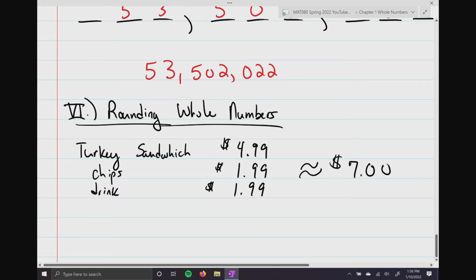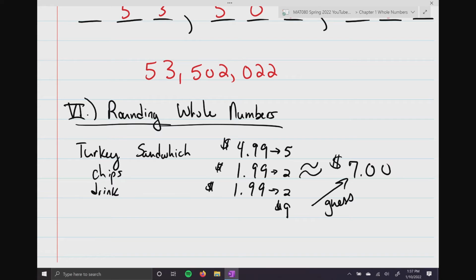And how we got that so quickly is we rounded each one of these numbers. $4.99 is basically 5. $1.99 is 2. And another $1.99 is 2. So now when I add these up, I get $9, which I was pretty close on my guess of $7, okay? Now, as we progress throughout the semester, we're going to get way better at this, okay? So, to round, basically we have a couple steps, and what rounding does, okay?